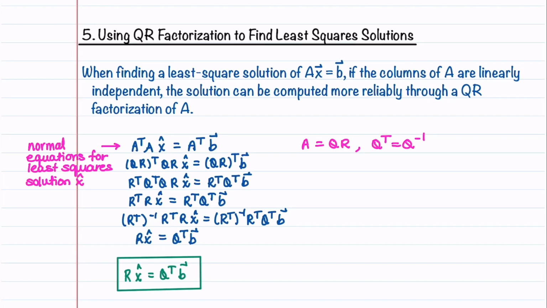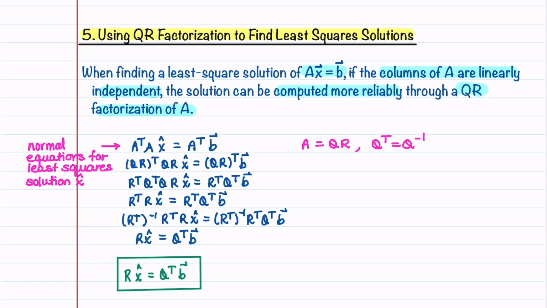The last topic that we're going to go over is how to use QR factorization to find least square solutions. When finding least square solutions of Ax = b, if the columns of A are linearly independent, then the solution can be computed more reliably through a QR factorization of our matrix A.